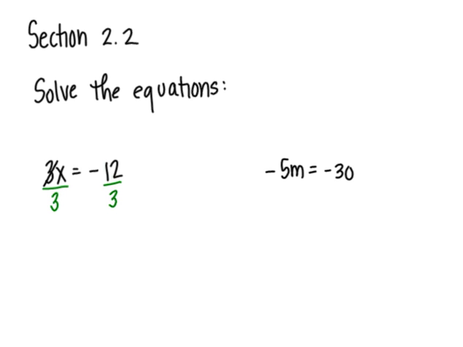So a 3 divided by 3 would divide out and leave you with a 1x. So we could just write x there, and negative 12 divided by 3 would leave me with a negative 4. So x equals negative 4 would be my answer.